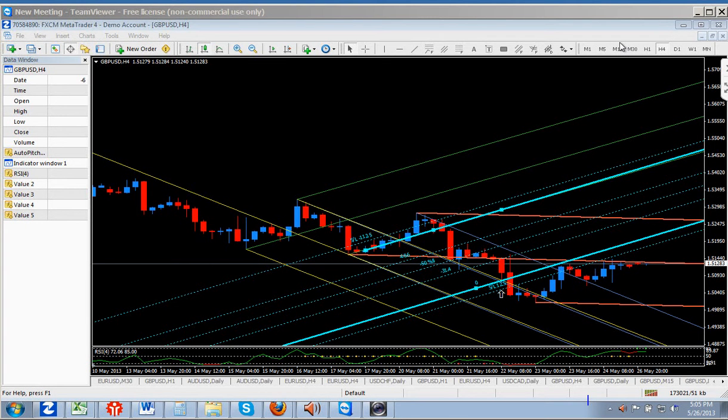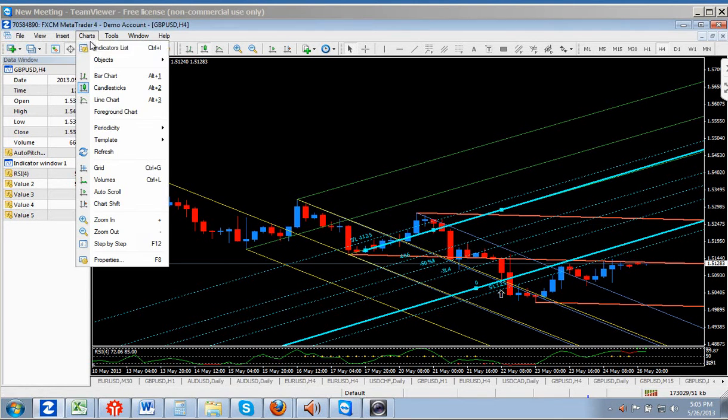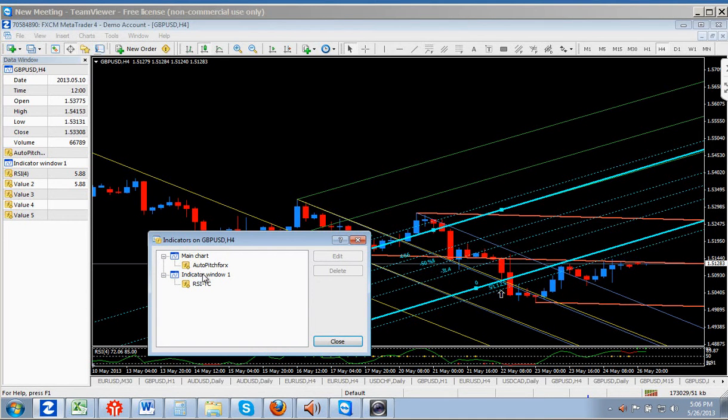Is that pitchfork a standard indicator? No, this is a special indicator for the bronze traders, and I will leave it with all of the groups, or you can Google it and find it. It's officially called auto pitchfork, FARX auto pitchfork. Okay, I'll make sure every site has one.